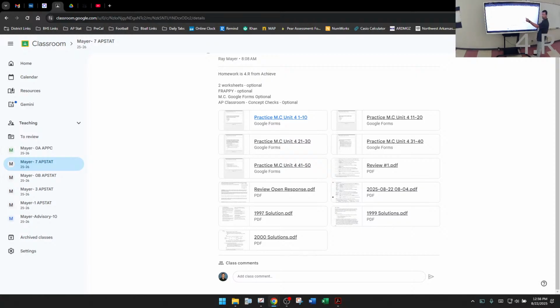Here's the review worksheet that I gave you, blank. Here's the review open response that I gave you, blank. Here is, oh, I meant to rename that. This is the answers to the review. I need to rename that. Answers to the review. These are the solutions to the free response, the rubrics. There's the 1997 solution. There's a 1999 solution. There's a 2000 solution. I should have just put them all as one paper.